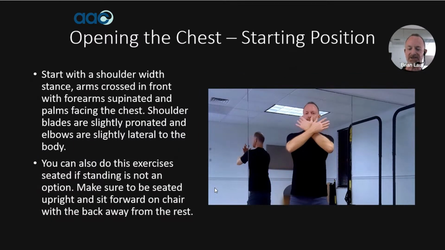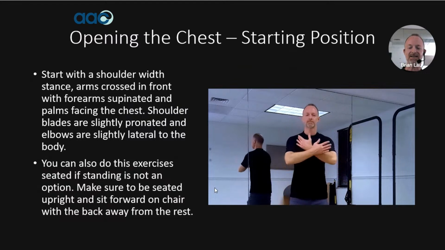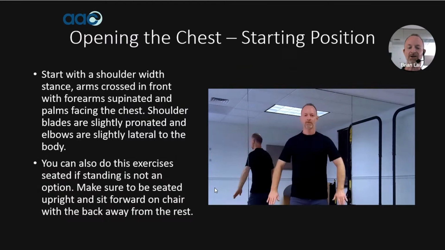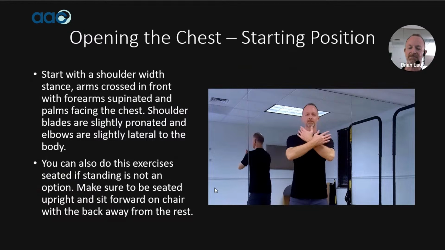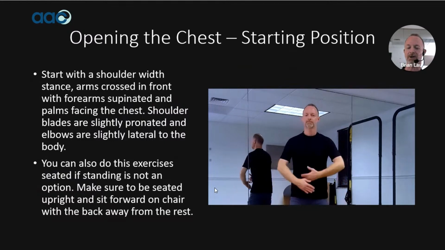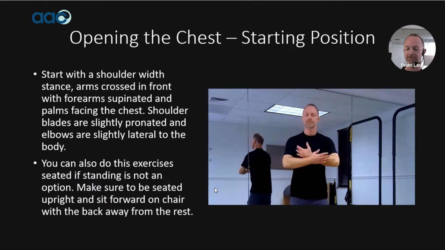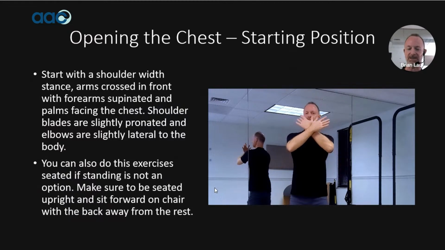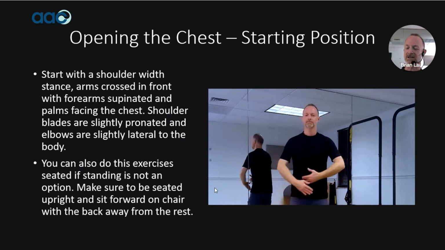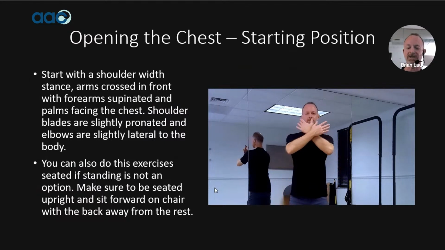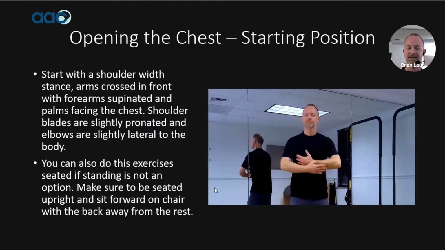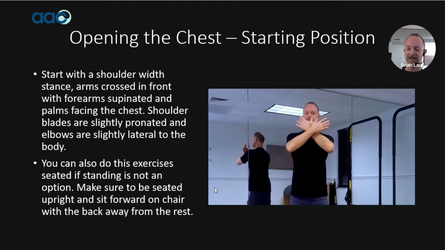So this is the starting position. This video will loop and you can see it as I'm talking about it. I'm going to start by bringing the hands up. I'm standing in a shoulder width stance. My arms are going to cross in front of the body. The forearms are supinated, which means basically the palms are facing me, facing the chest. The hands are a little ways away from the body, so the shoulder blades are slightly pronated, and the elbows are slightly lateral to the body. So that's our starting position.